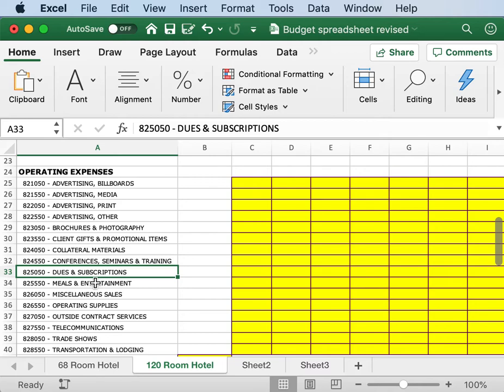And in order for a hotel to participate in that bureau, they need to pay a subscription fee. It might be that they participate with their Chamber of Commerce, or maybe they participate with the American Hotel and Lodging Association, and they have dues that they pay to that organization. All those types of dues and subscriptions would be paid here.